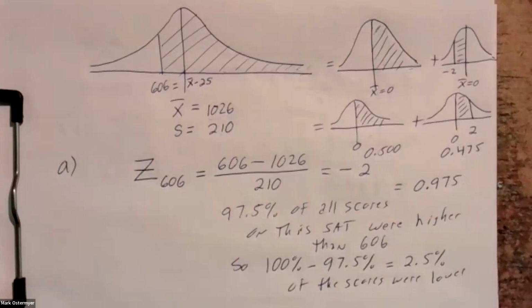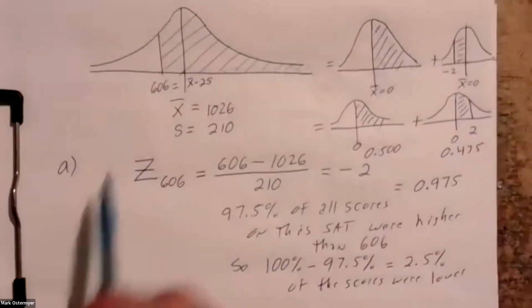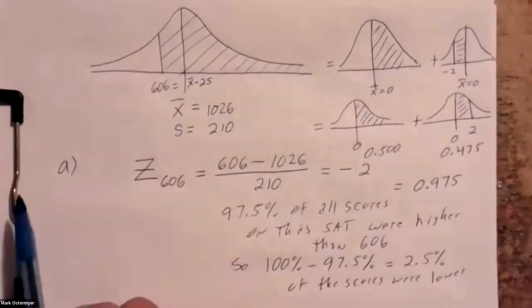All right. And I have a question for you. Suppose that 500 students took this exam. How many of the 500 students scored better than 606? How would you determine that? If 500 students took this exam, how many of the 500 students scored better than 606?